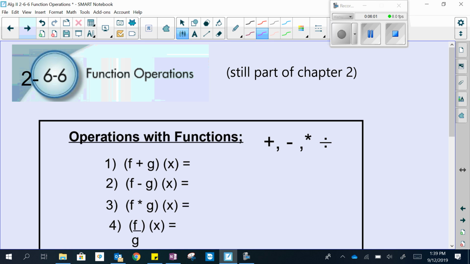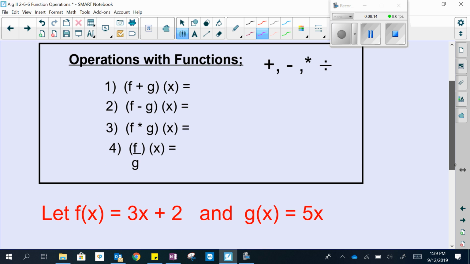So, function operations. Still part of chapter 2. We're doing this with chapter 2. Here's what we can have, okay? I made like a 2-6-6 just so you are convinced that's part of chapter 2.